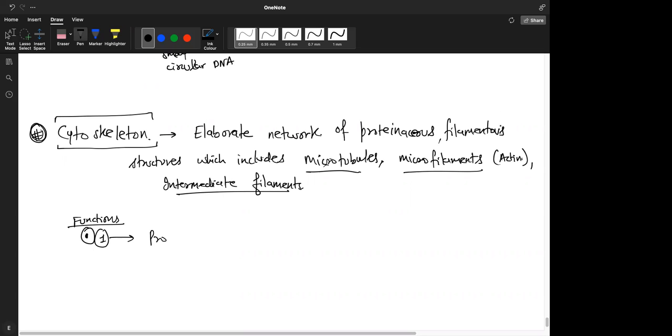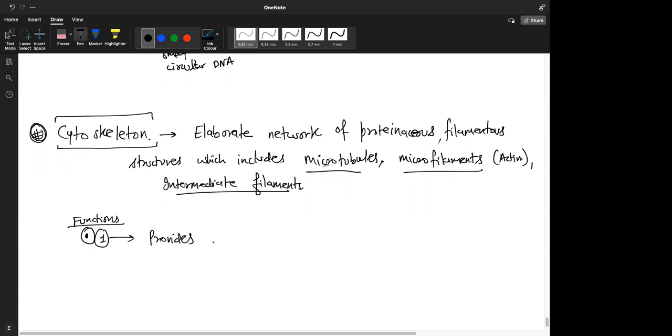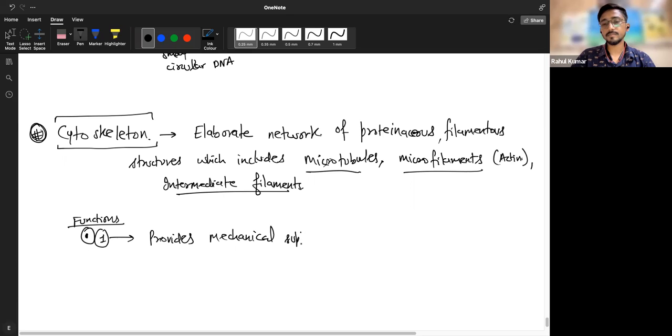Yes, Aisha, these cytoskeletons are present in every cell. There cannot be a cell without cytoskeletal elements. Okay. Provide mechanical support.